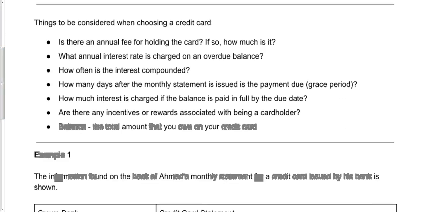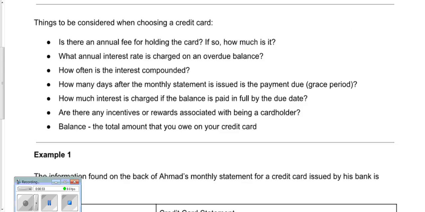So, things that you want to consider when buying a credit card, and there really are a number of them. As you're looking to purchase, you want to know if there's going to be an annual fee or a yearly fee for the privilege of owning the card. And if so, how much is it going to be per year? What annual interest rate is charged on an overdue balance?